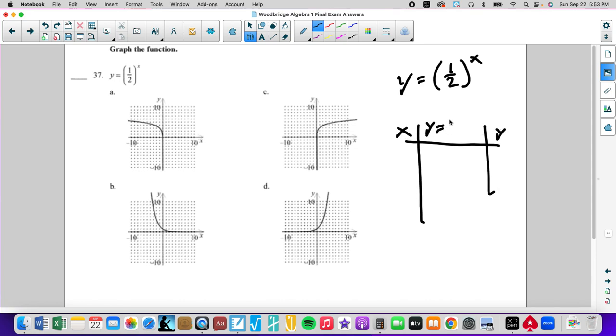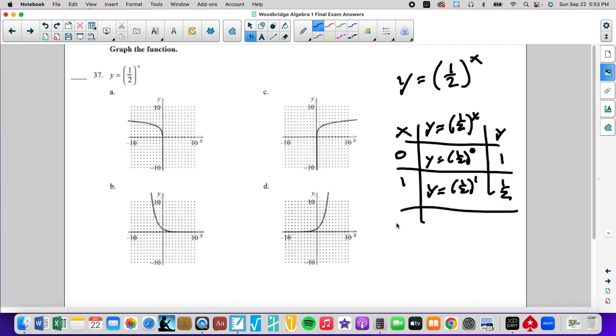Let's plug in some values and see what we get. So if I plug in 0, y equals 1/2 to the 0, well, that's equal to 1. What if I plug in 1 for x? Y equals 1/2 to the 1. Well, that's equal to 1/2. What if I do -1? What is y equals 1/2 to the -1? Well, remember, negative takes the reciprocal, so that just equals 2. So I have a couple points here: 0, 1; 1, 1/2; -1, 2.